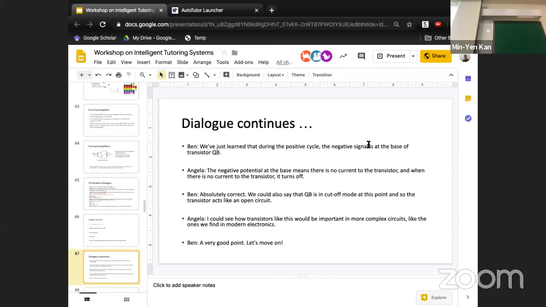I just read from a report from NIE that dialogic learning is still a very important mechanism for students to achieve 21st century learning. So that's still a key mechanism. Here we can see the tutor-student dialogue happens in this kind of automated way.